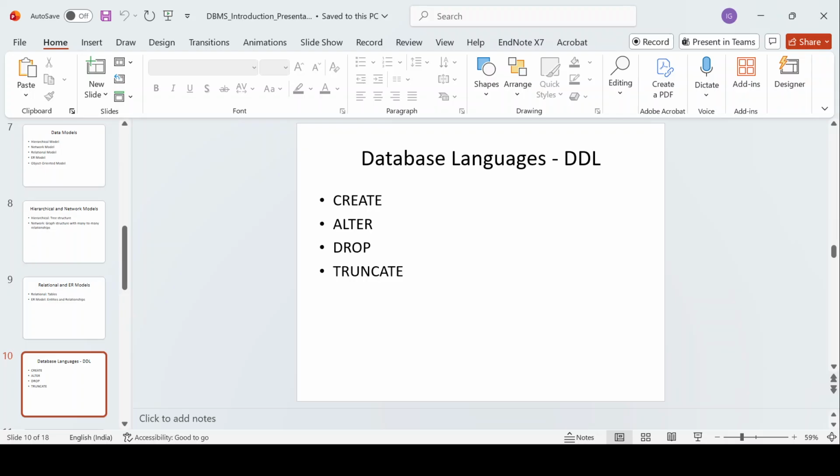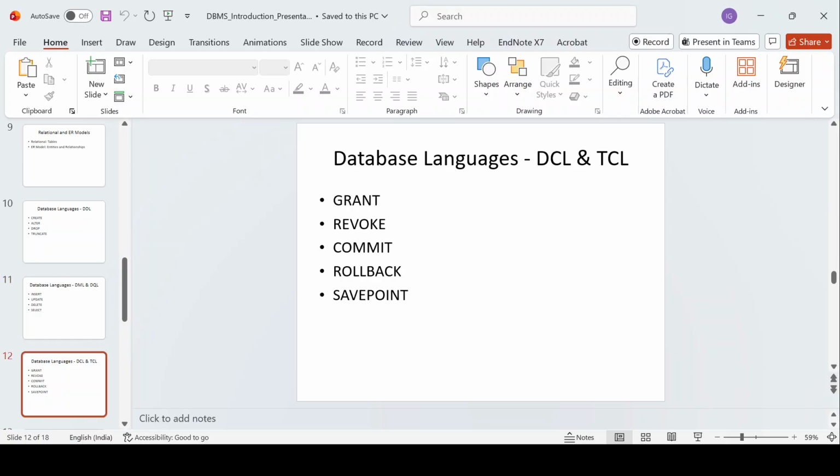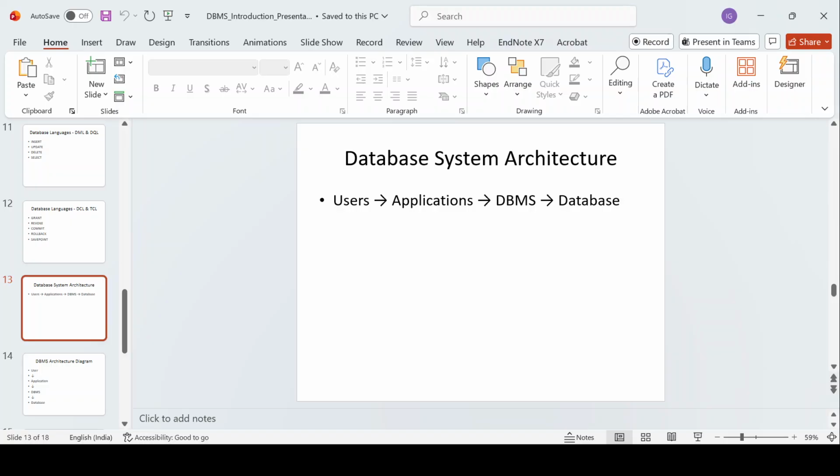So next we see the database languages. So data definition language, DDL. The commands such as create, alter, drop and truncate are used to define and modify database structure. Next, we see the data manipulation language, which is used to insert, update, delete data. And DQL stands for data query language and uses the select command to retrieve data. So next we see the DCL, data control language, which manages permissions using grant and revoke. TCL stands for transaction control language and includes commit, rollback and savepoint.